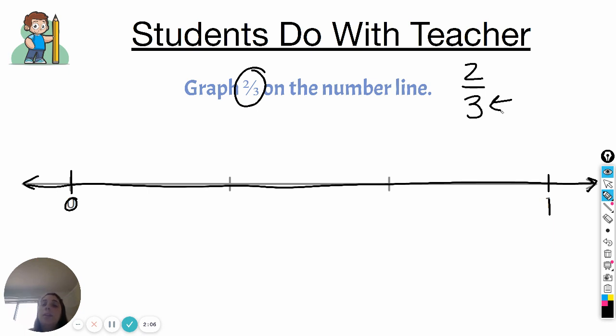So our denominator tells us we need 3 pieces, okay? To break it into 3 pieces, we're going to make one line here and one line here. So we actually only need to make 2 lines, because when we make that second line, it splits it into piece 2 and 3, okay? So the first line makes our first piece, the second line makes piece 2 and 3 at the same time. I'm going to give you just a moment to get that number line ready, and then we're going to graph 2/3.